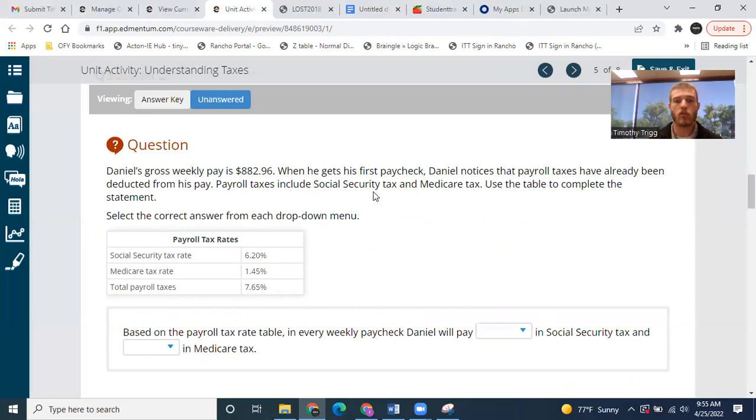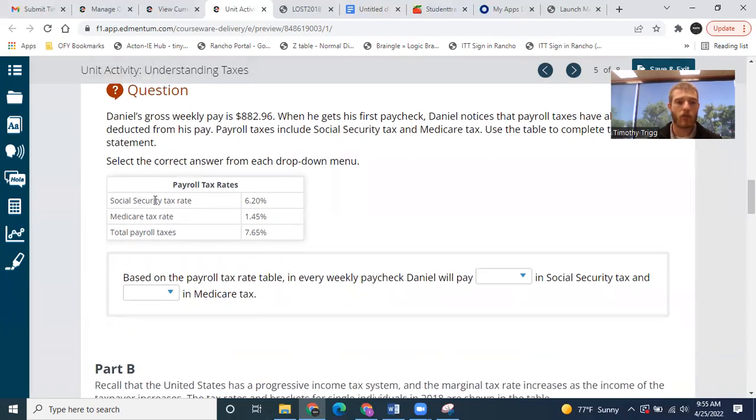Payroll taxes include Social Security tax and Medicare tax. Use the table to complete the statement. So select the correct answer from the drop-down menu. You can see here that for Social Security tax, he's paying 6.2% for that portion of the payroll tax. Also, the Medicare tax is 1.45%. So his total payroll tax, you just add those together. 6.2% plus 1.45% gives you the 7.65% in total payroll tax.